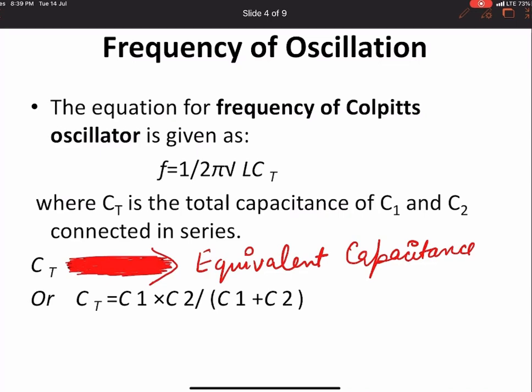Now come to the frequency of oscillation in the Colpitts oscillator. The frequency of oscillation is given by this equation: f is equal to 1 by 2 pi under root of L into CT. CT is the total capacitance of C1 and C2, which are connected in series in the circuit of the Colpitts oscillator, as you have seen earlier. CT is the equivalent capacitance of the feedback network, or the tank circuit, which is C1 C2 over C1 plus C2, as the capacitances are in series. By using this relation, we can compute the frequency of oscillation in the Colpitts oscillator.